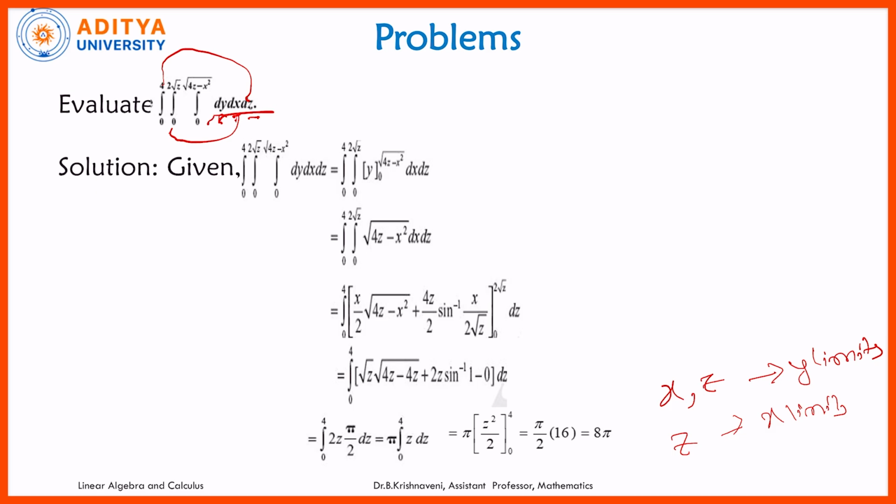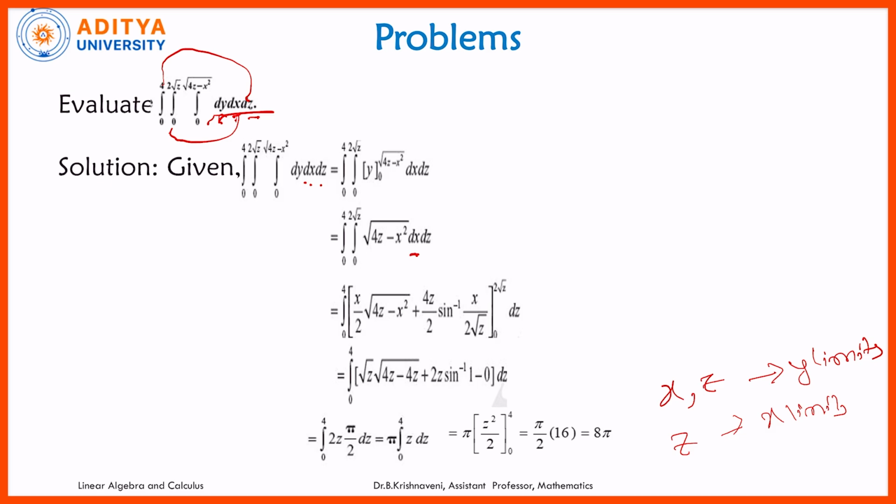So let us do the integration first with respect to y, keeping x, z as constants. That gives integral 0 to 4, integral 0 to 2 root z, integral dy is y, limits 0 to root of 4z minus x square, dx dz, which is equal to integral 0 to 4, integral 0 to 2 root z. Now substitute the upper limit for y, that is root of 4z minus x square, dx dz.